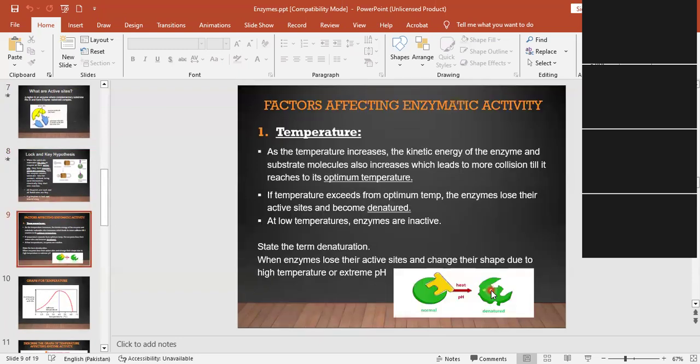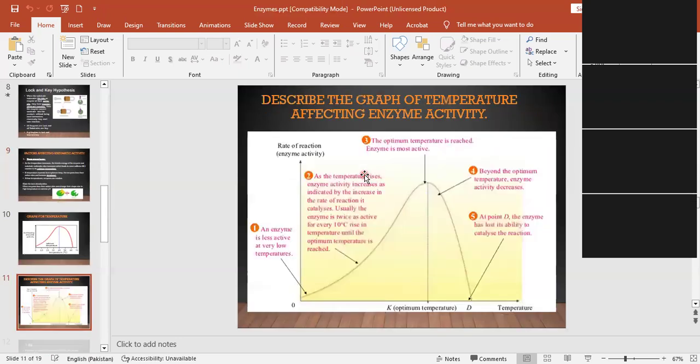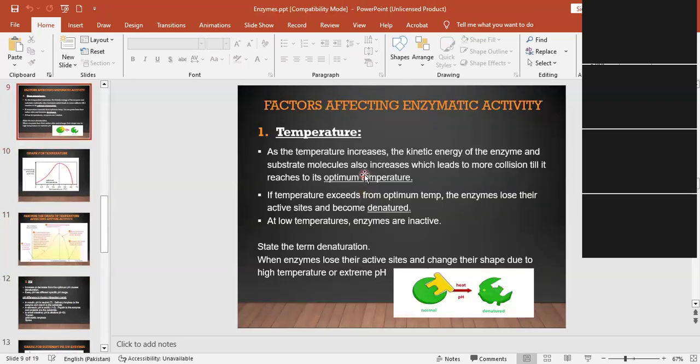Last part of this chapter, factors affecting the enzyme activity. Two factors very important. One is the temperature and other is the pH. Okay, how the temperature affects the enzyme activity. As the temperature increases, what is the explanation here actually? When we increase the temperature, the kinetic energy of the enzyme and the substrate molecules increases as well. Which leads to collision. More enzyme and substrate collide, more enzyme and substrate complex will form.